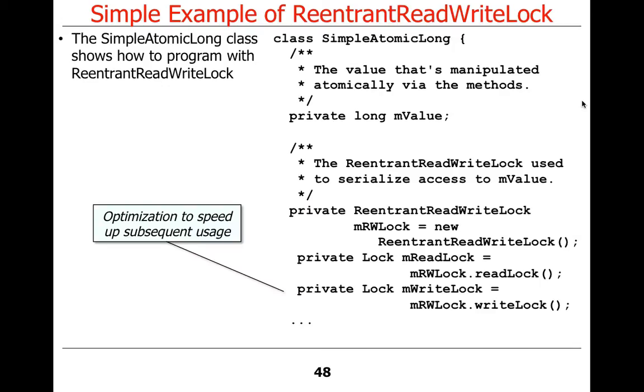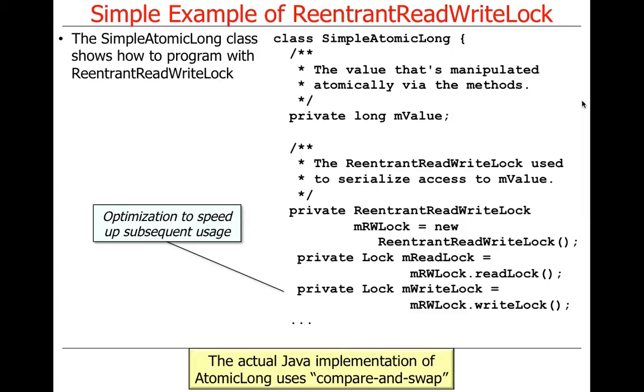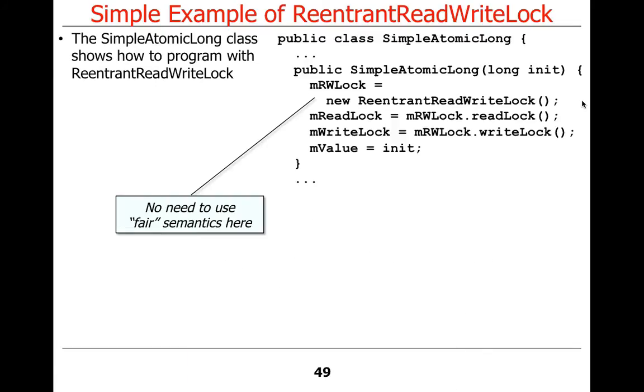All right, here's another example. This is one we've seen before, but I want to show you something a little different. This is the simple atomic long. You've seen this one already. This is the one where we cache the results. And the real implementation uses compare and swap, but I'm really setting this up to show you the compare and swap implementation in a second. So you've already seen this implementation.